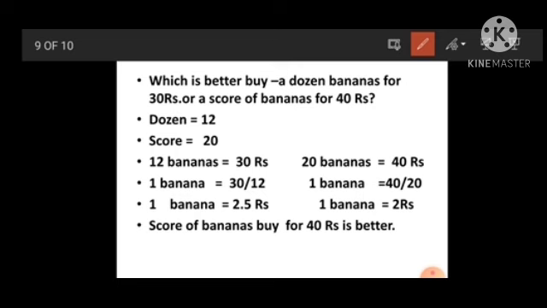Now 20 bananas are 40 rupees. So one banana is 40 by 20. 2 2s are 40. So one banana is equal to 2 rupees. So a score of bananas for 40 rupees is better, because for 40 rupees we get 20 bananas and for 30 rupees we get only 12 bananas. So a score of bananas for 40 rupees is better.